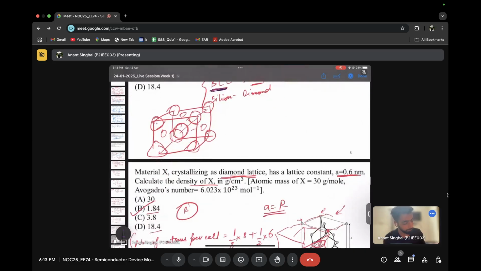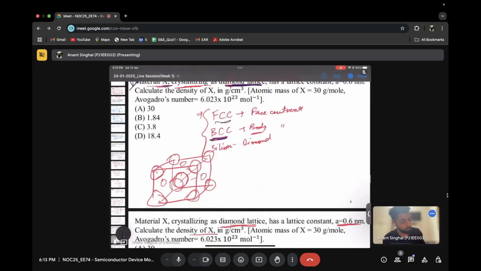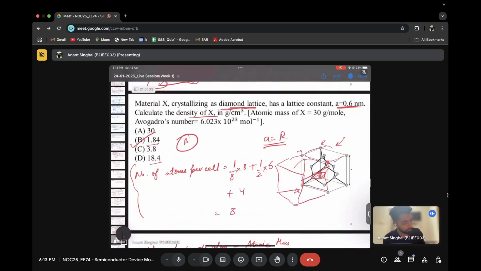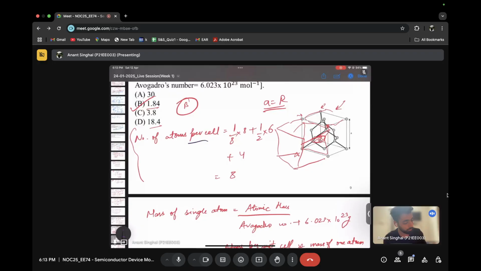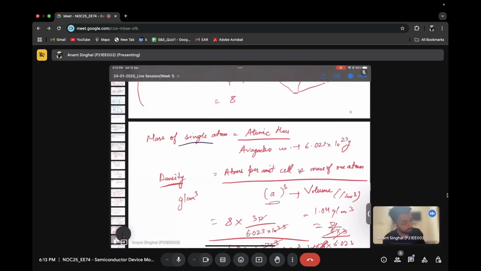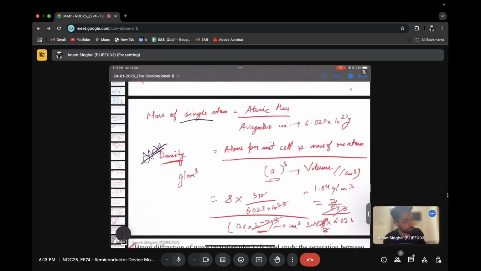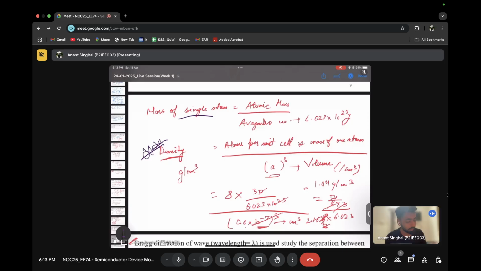Using this, we covered certain problems on the number of atoms per cell. We calculated the mass and the density. This is the main part. There could be problems on density, like what are the atoms per cell, and what is the density. Density is nothing but whatever atoms are there in a cell and the mass of those atoms, added up and divided by the actual volume of the cube.